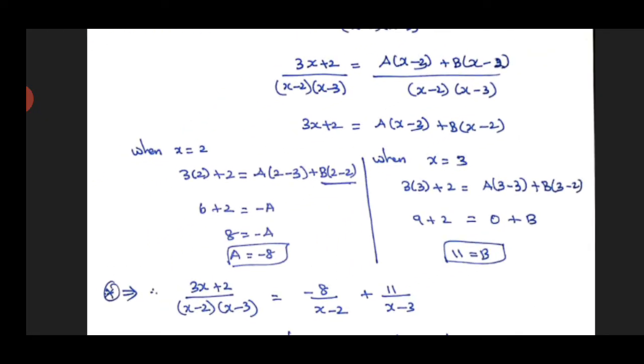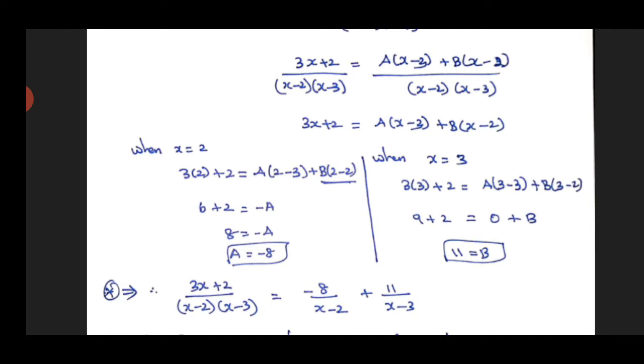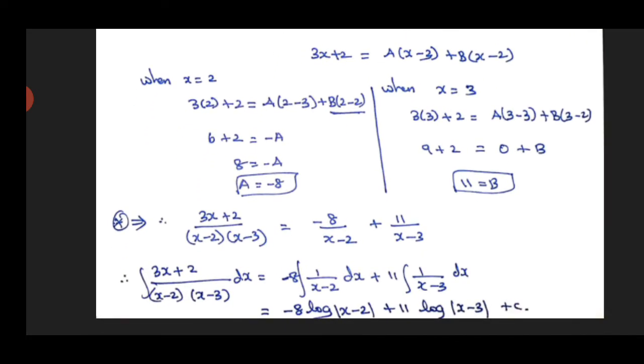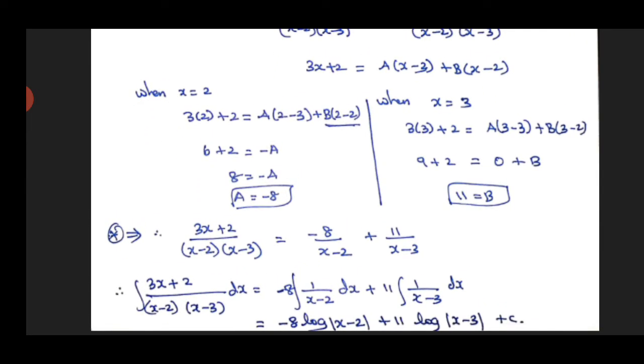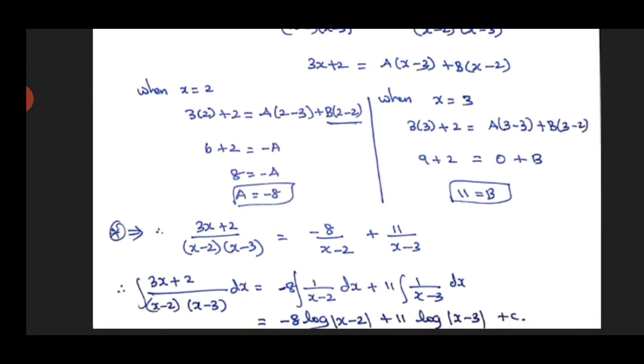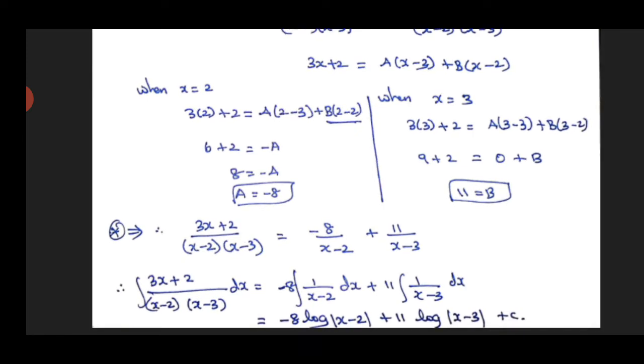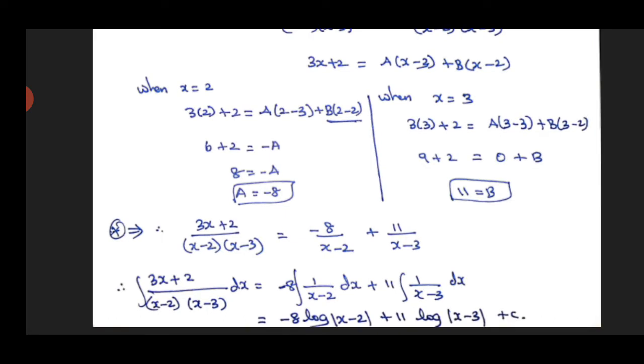Right. Now the denominators here are both the same, so we can cancel them. So we get 3x + 2 = a(x − 3) + b(x − 2). Now we apply values for x to find the a and b values.